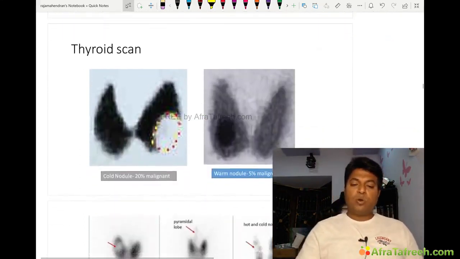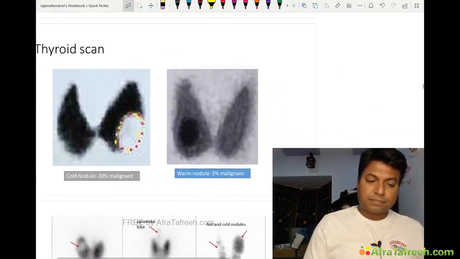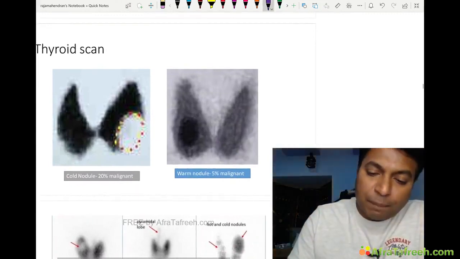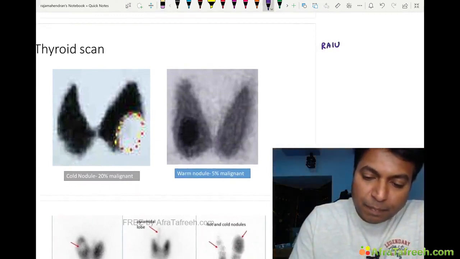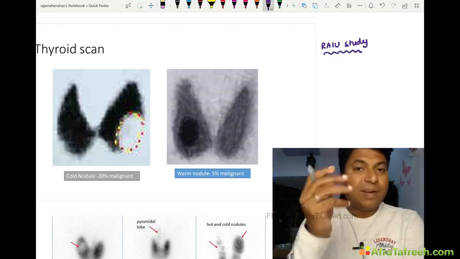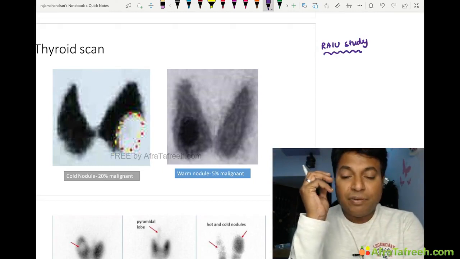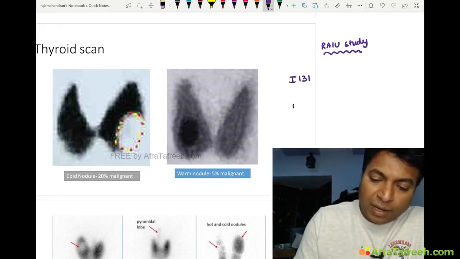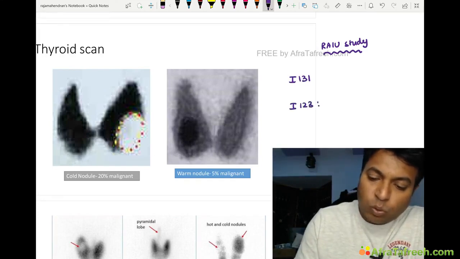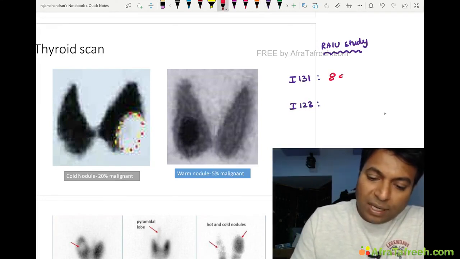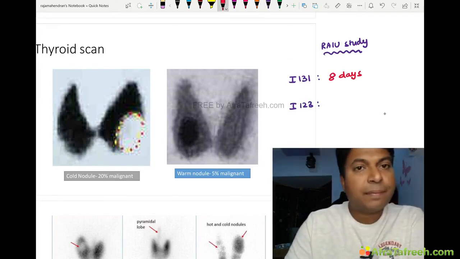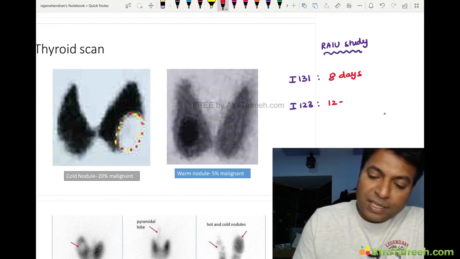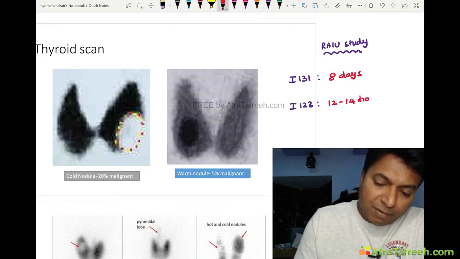So now I am going to discuss a few points about this scan. Radioactive iodine uptake study. You all know very well, the thyroid gland takes up iodine. When I give radioactive iodine, it will take it up. Iodine 131 and 123 are the two radioactive iodine substances I use in practice. Iodine 131 has a half-life of 8 days. 123 has a half-life of 12 to 14 hours only.